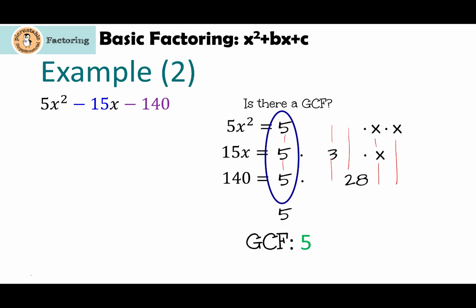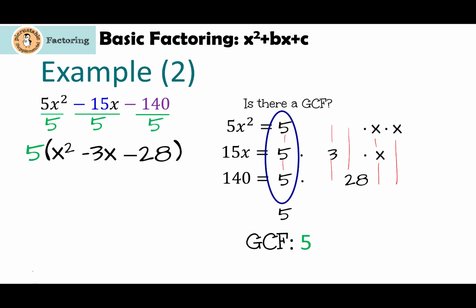Just like we did when we reviewed greatest common factor a couple of minutes ago, we're going to write a parentheses, and now we're going to divide out our greatest common factor. So we're going to divide everything by 5. And then what will that give us? Well, 5x squared divided by 5 is x squared. Negative 15x divided by 5 is negative 3x. And finally, negative 140 divided by 5 is negative 28. Awesome! Now we get to go straight to factoring.